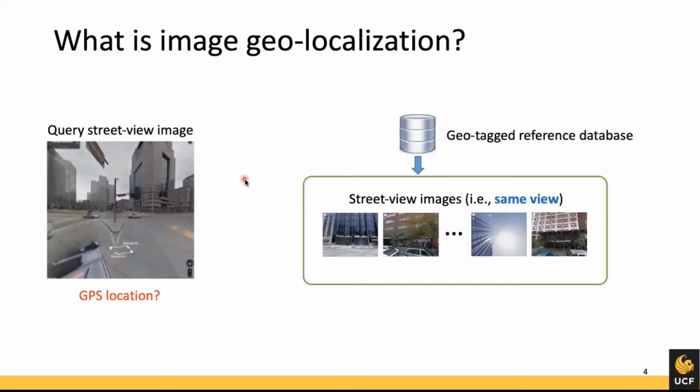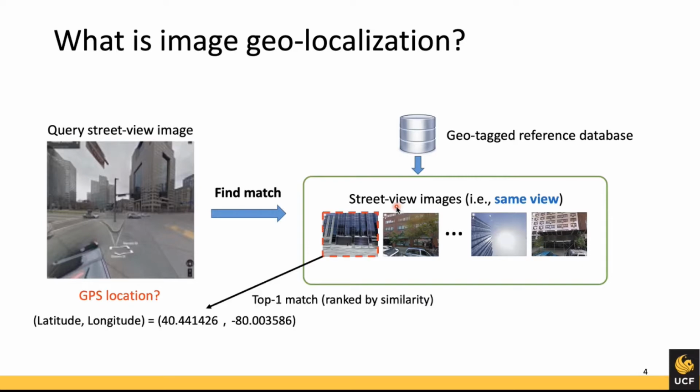So to do this image geolocalization, we want to create a reference database. For this reference database, it could be from the same view. Let's say the query image is from the street view, and the reference database can be collected from the same view, that is, from street view images. And these images are all geo-tagged, which means each image will have a GPS tag. So what we do then is to find the best match in this reference database. Let's say we find the best match is this image, then we can use the GPS coordinate as the prediction for this query image. Okay.